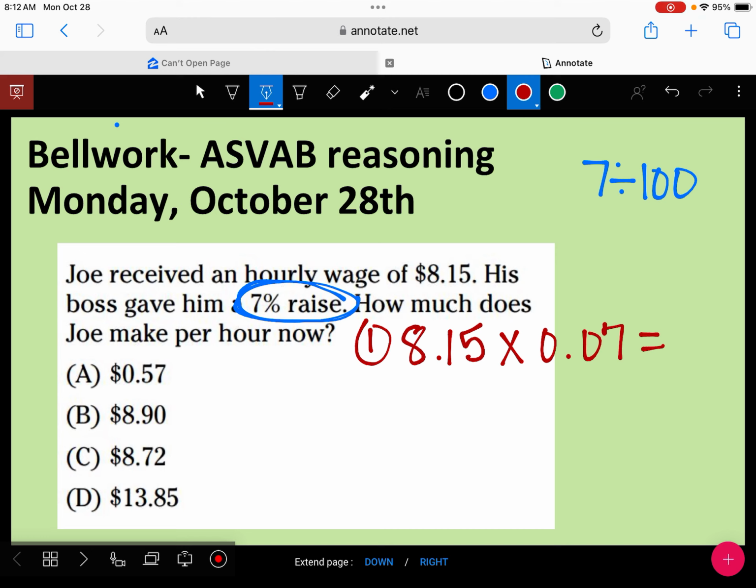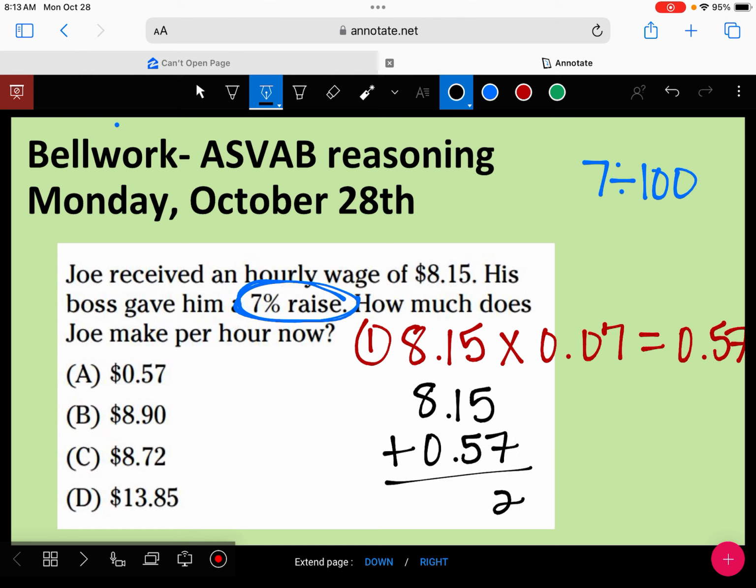$8.15, yeah. So then what does that round to? How many cents? 57 cents. So that means that he's getting an extra 57 cents. So now we're going to add his old hourly rate and 57 cents. And you should get that his new hourly rate is $8.72.